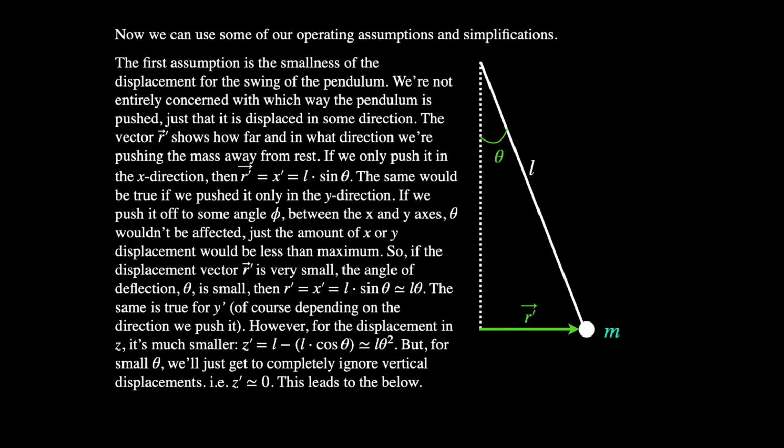But the displacement in z is much smaller, because z tick is L minus L cos theta, which is on the order of L theta squared, because cosine of theta when theta is small is roughly 1 minus theta squared over 2. So we have no displacement in x, but we do have a very tiny displacement in z, which would be theta squared. But it's a small theta. Therefore, we're going to ignore all vertical displacements and set z tick to 0.